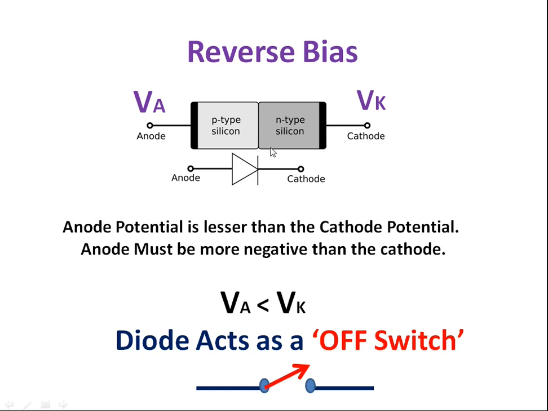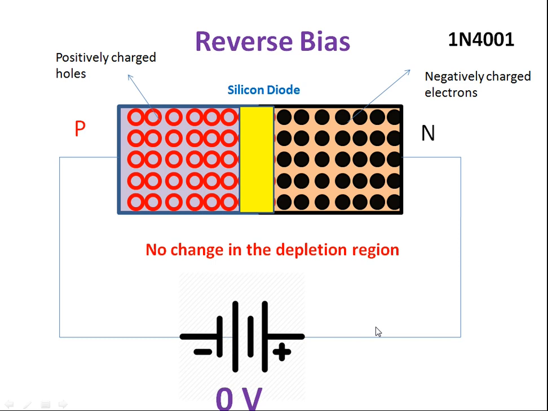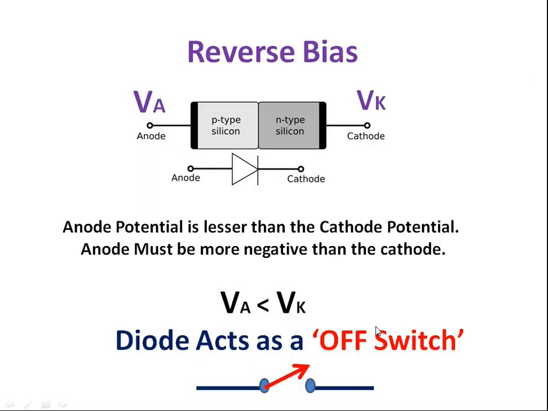In this condition, during reverse bias, your diode acts as an off switch. During forward bias, your diode acts as an on switch. We will discuss the VI characteristics of the PN junction diode during reverse bias in the next lecture.